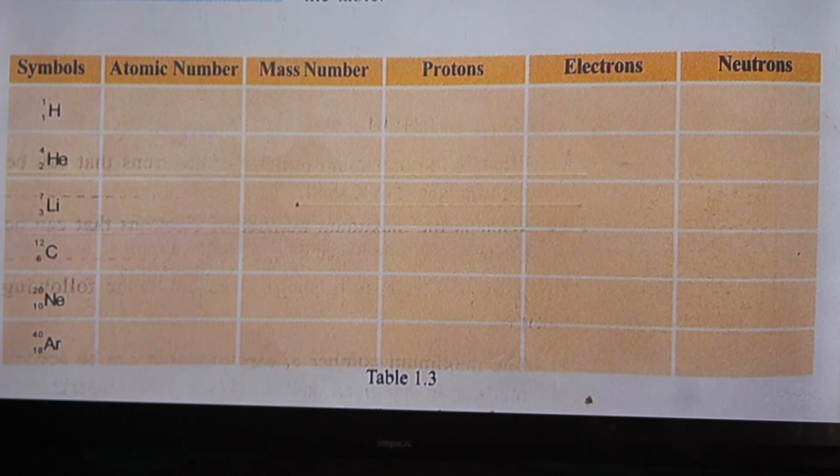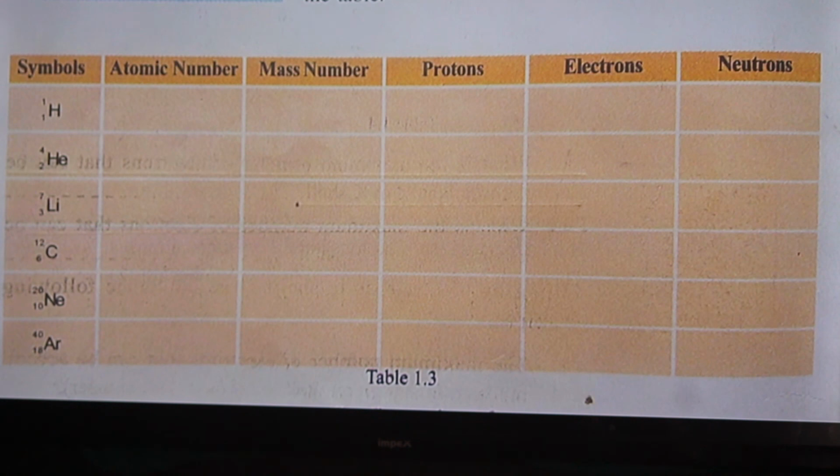The second one, helium. Atomic number is 2, mass number is 4. The number of protons is equal to the atomic number, 2. The number of electrons is also the atomic number, 2. For neutrons, we have mass number 4. Mass number means protons plus neutrons, that is 2 plus blank equals 4, so 2 plus 2. Here the neutrons are 2. Everyone, complete the remaining ones: lithium, carbon, neon and argon.